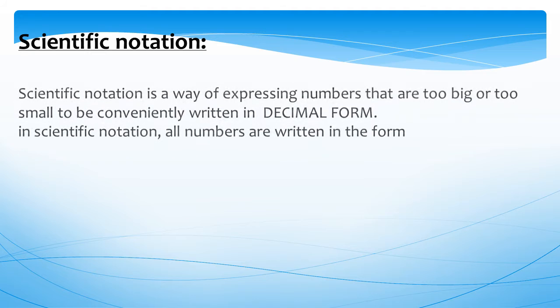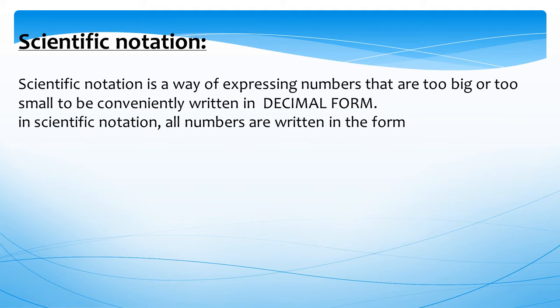Scientific notation. The definition is: scientific notation is a way of expressing numbers that are too big or too small to be conveniently written in their decimal form. In scientific notation, all numbers are written in the form of, let's suppose m is a number, multiplied by 10 raised to the power n.